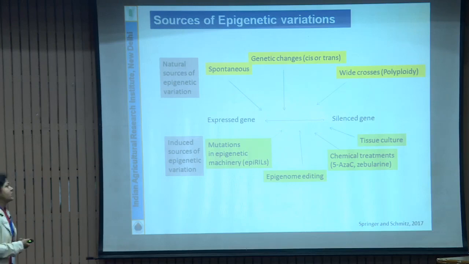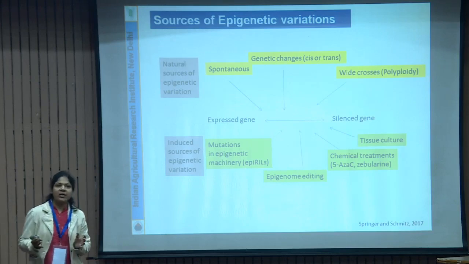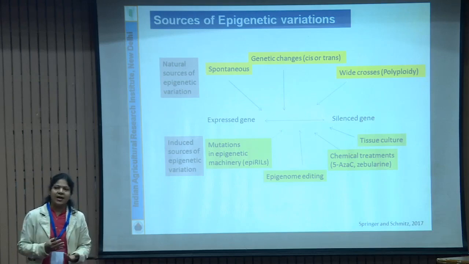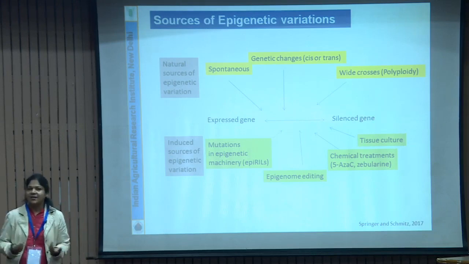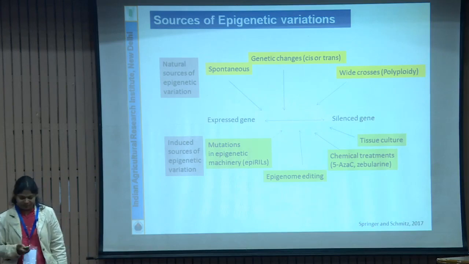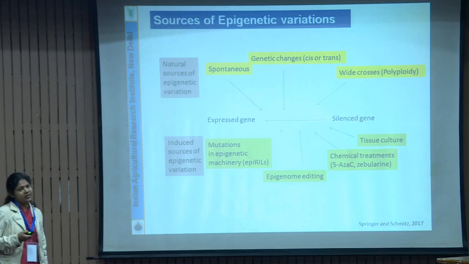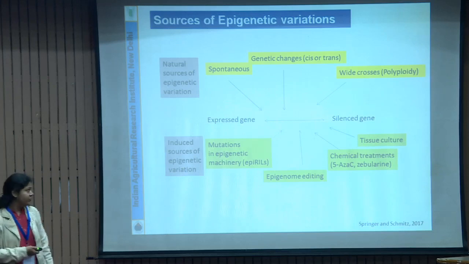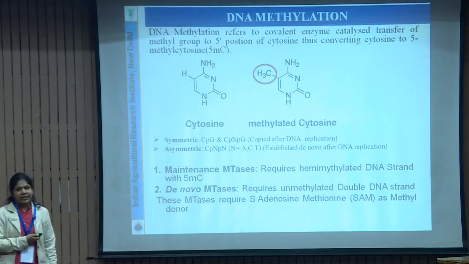Epigenomes are the genomes where two different kinds of genomes vary in terms of DNA methylation patterns or histone modification patterns. Such epigenomes can be edited artificially, just like genome editing is performed. Or mutations can be created through epiRILs. So these are some induced sources of variations for epigenetic changes. Then I'll talk about what DNA methylation is.